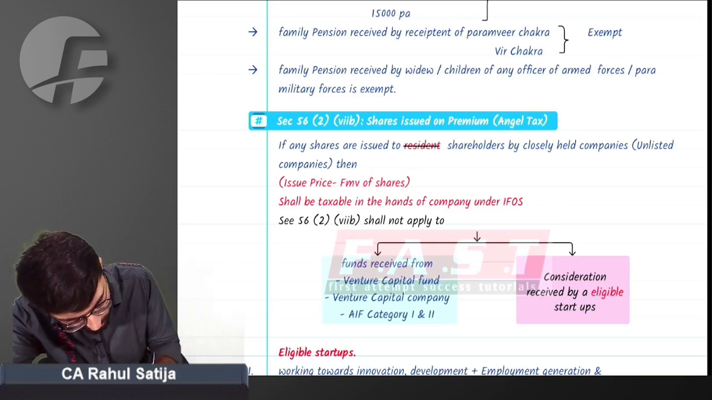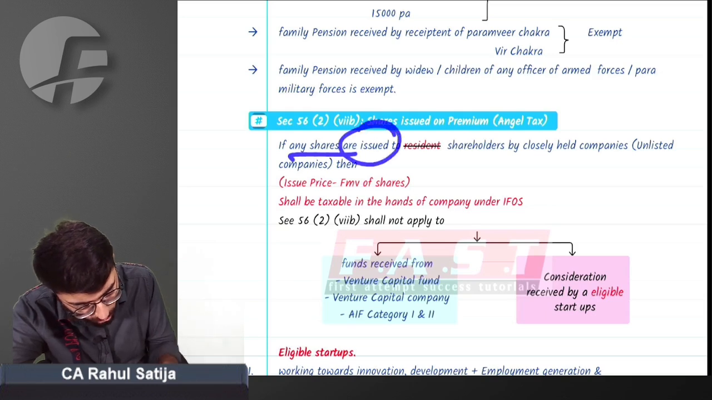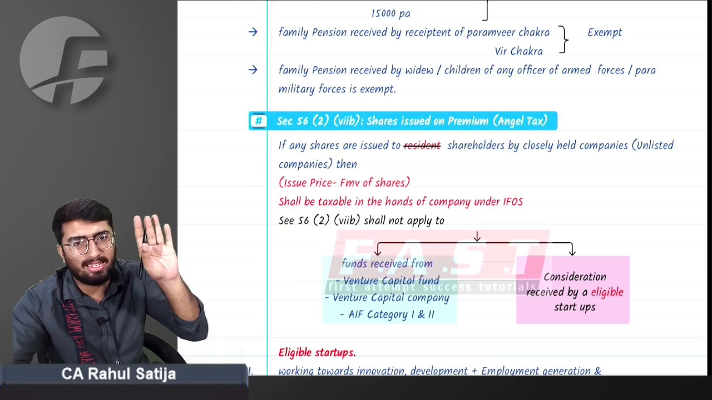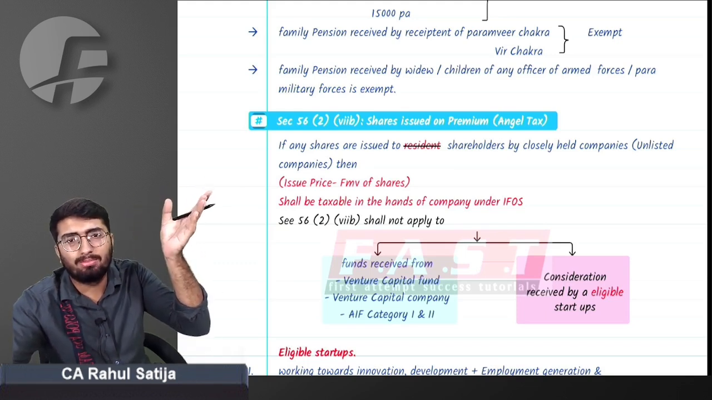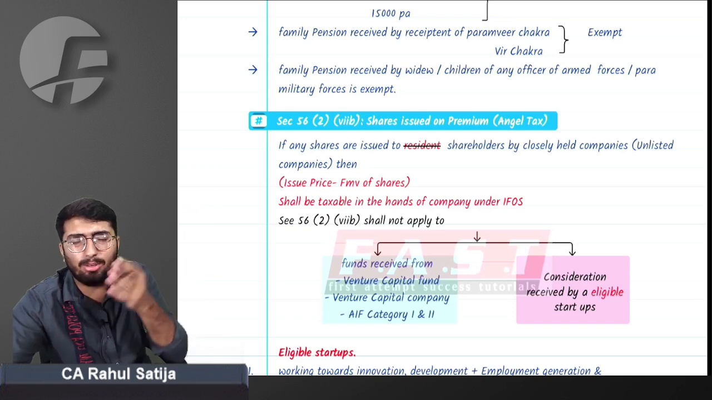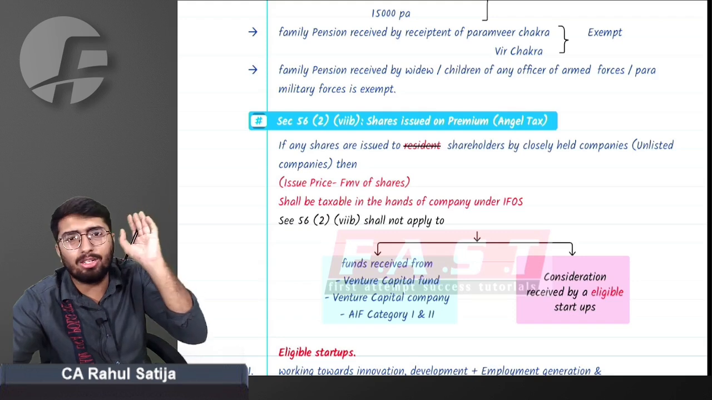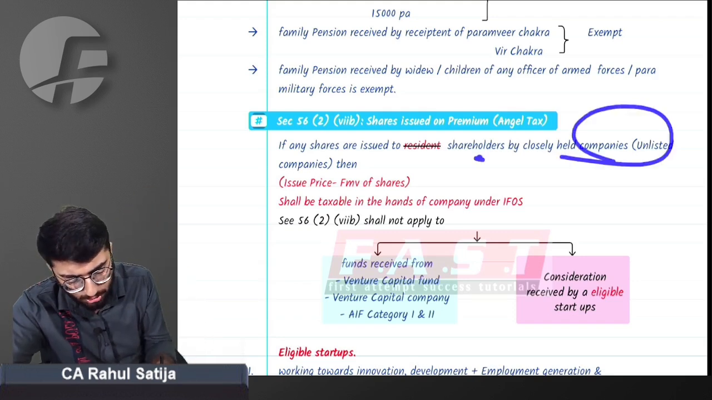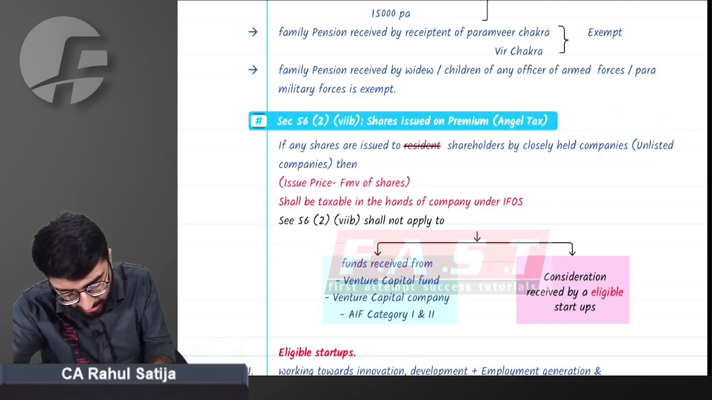You can remove the word resident because the word resident has been removed. Any shares issued to shareholders by closely held companies. See, the provision applies only to closely held companies, that is, unlisted companies. Listed companies can issue shares to anybody. These provisions are applicable to unlisted companies, because listed shares are valued by the general shareholders, so they can never be issued at greater than fair value. But unlisted companies, or closely held companies I should say, are being benefited by these laws.